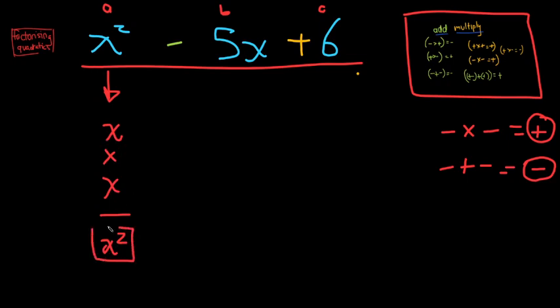So when you multiply them, x times x equals x squared. Does that match? X squared and x squared. Does that match? Yes, it does. Perfect. We're already on the right track. Now, let's go and find the factors of 6. So we find the factors of c. Now, what are the factors of c?